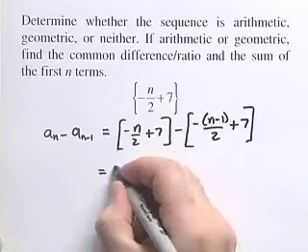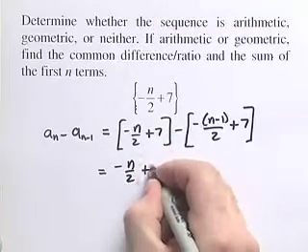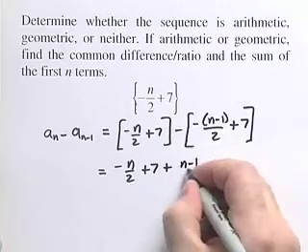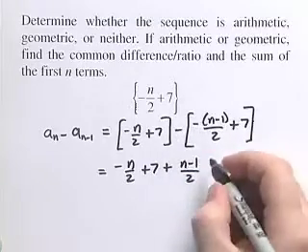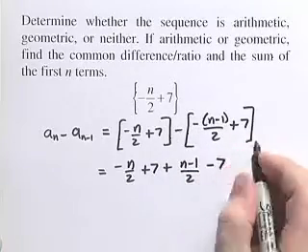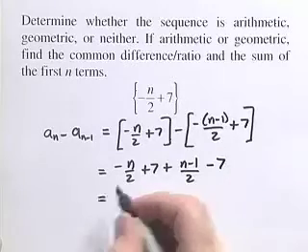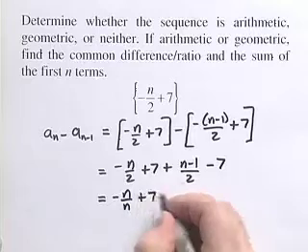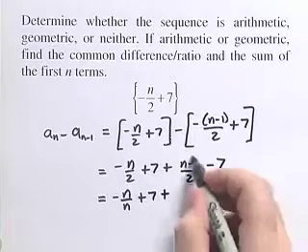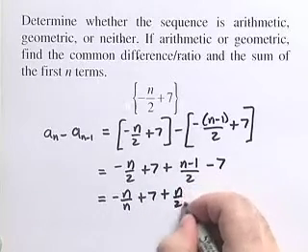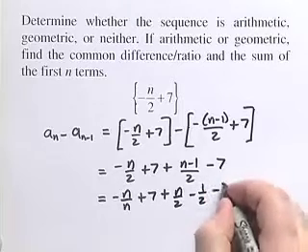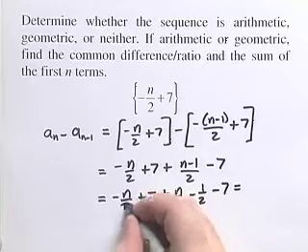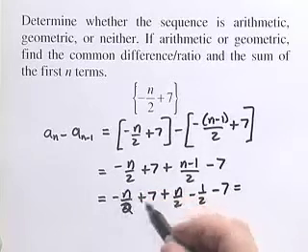This is going to give us negative n over 2 plus 7 plus n minus 1 over 2, because we're going to have minus a negative there, and then minus 7. This is going to be negative n over 2 plus 7 plus, and we're going to split this up as n over 2 minus 1/2 minus 7. Notice that, this should be a 2 there, negative n over 2.